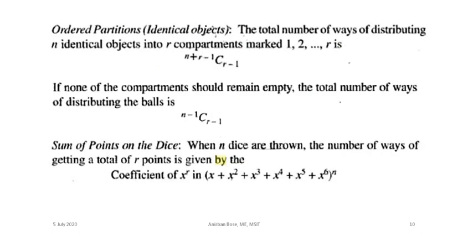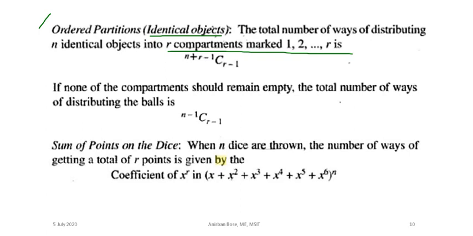Now see ordered partitions. Here we are considering identical objects. The ordered partitions of identical objects: the total number of ways of distributing n identical objects into R compartments marked 1 to R. Now these are identical objects. Previously, what we have done, those were distinct objects.